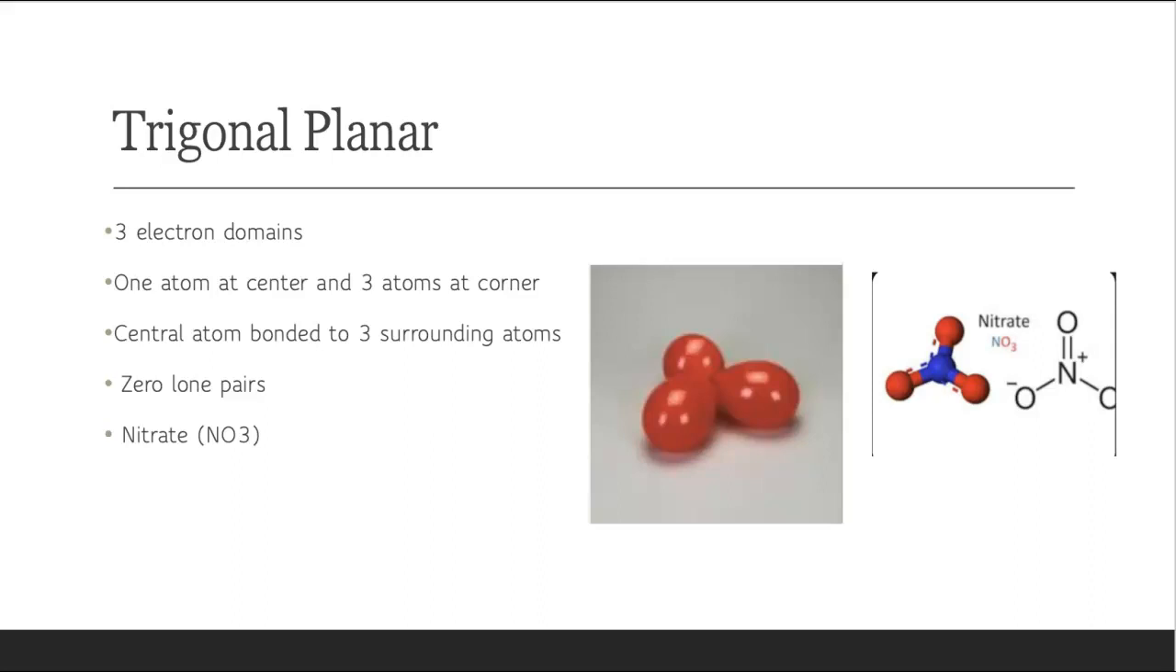For my next example, we have trigonal planar, which has 3 electron domains, 1 atom at center and 3 atoms at the corner, as pictured in both of the pictures with the balloons and then my example. Central atom is bonded to 3 surrounding atoms. There are 0 lone pairs, and my example is nitrate, which is NO3.